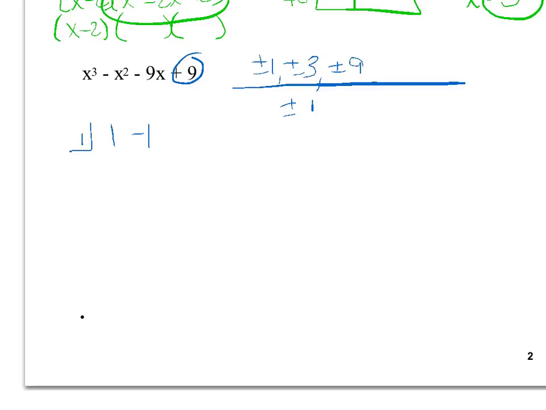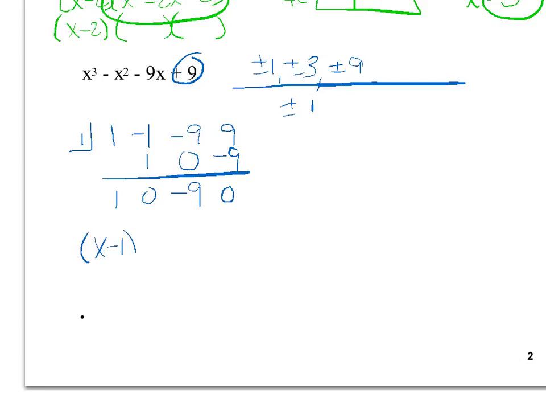So we got 1, negative 9, and 9. Drop that down. 1 times 1 is 1. Got 0, 0, negative 9, 0. It worked. All right. So now I have x minus 1 times x squared, there is no x because of that 0 there, minus 9.